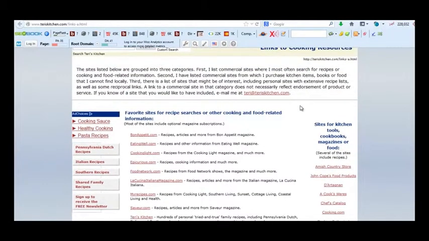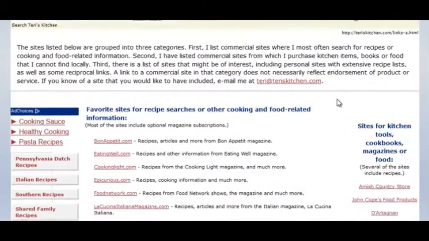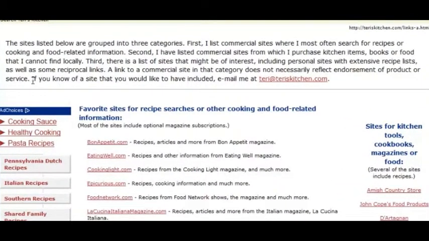And actually, to show you how easy resource page link building is, and one of the reasons I love it, is that people generally ask you to suggest resources for them. And in this case, that's exactly what happens. If you know of a site that you'd like to have included, email me at terry@terryskitchen.com. So unlike most people, you don't have to lie, cheat, beg, and steal for a link. This person's actually asking you to make a suggestion.